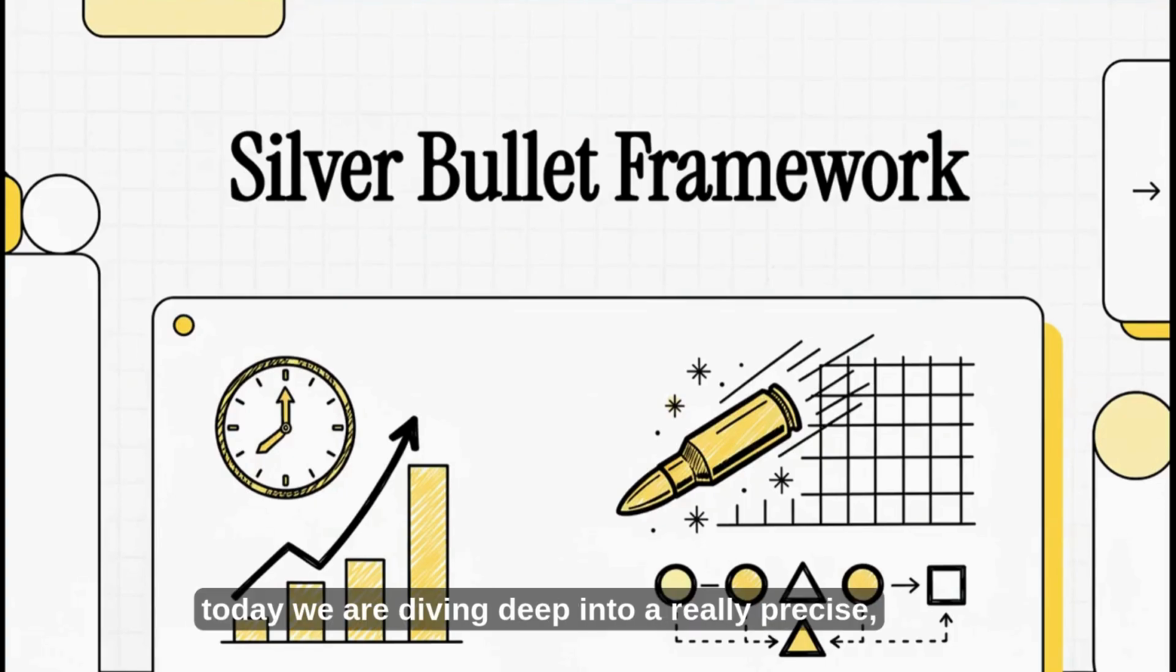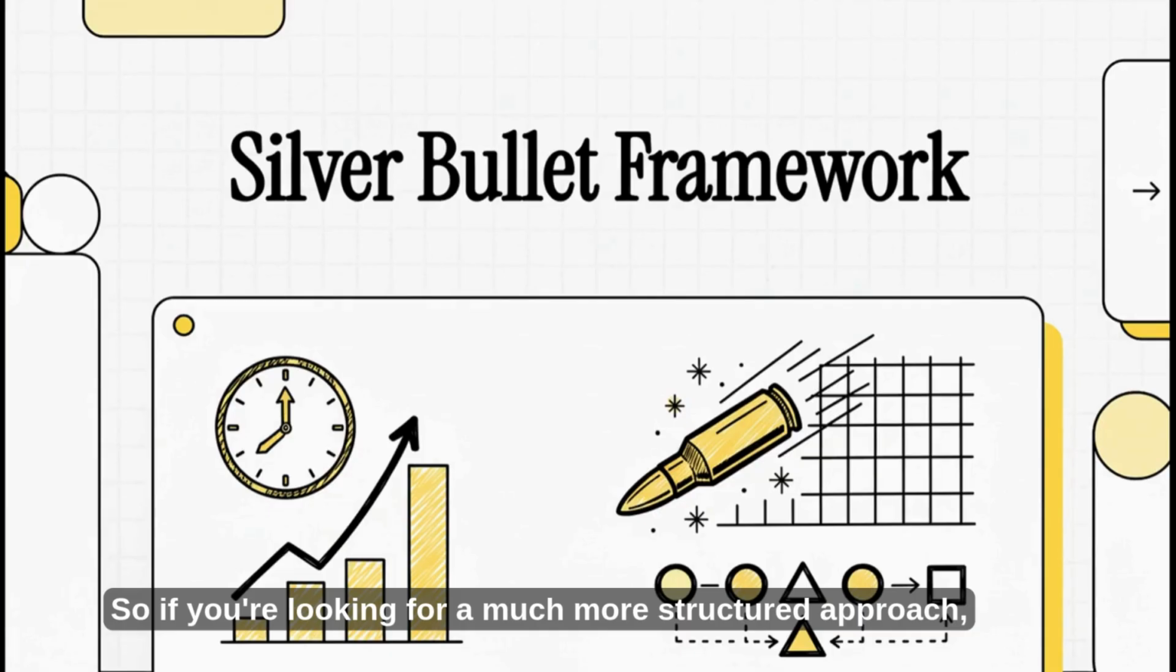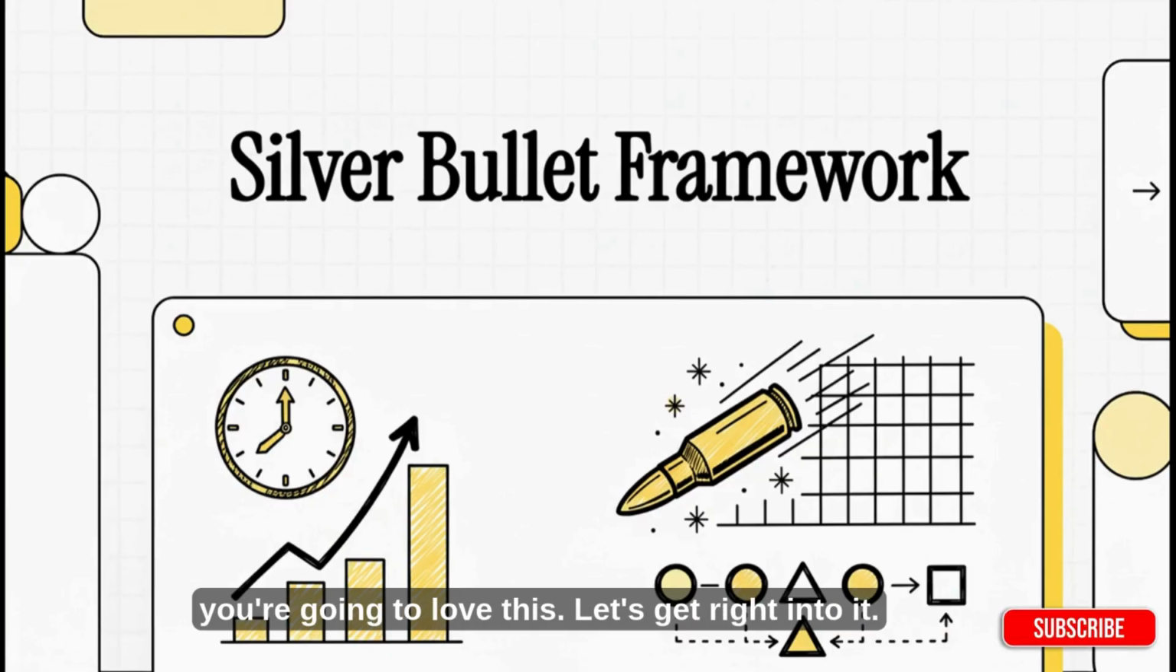All right, today we are diving deep into a really precise time-based trading model known as the Silver Bullet. Now, this is a framework that's really designed to just cut through all the noise and help you identify these high-probability setups that happen in very specific windows of the trading day. So if you're looking for a much more structured approach, you're going to love this. Let's get right into it.